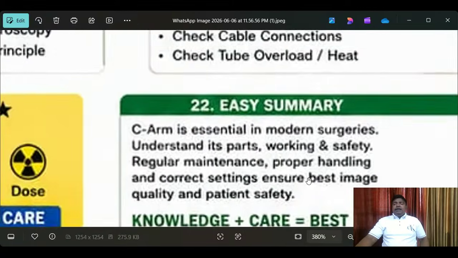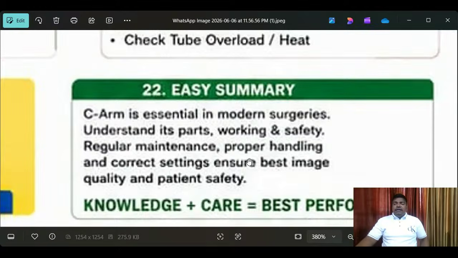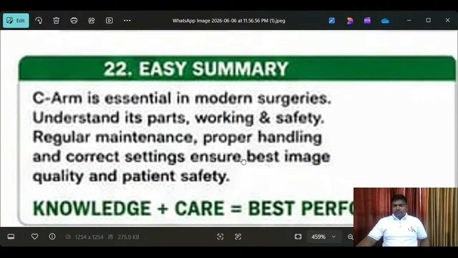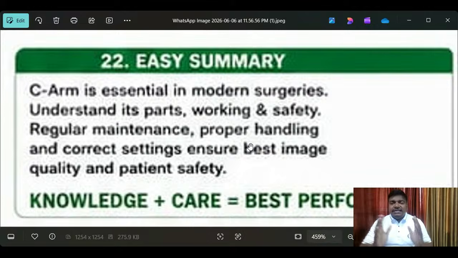Next, the easy summary. This is the one session of the C-arm. I have explained everything very well, and I hope you got it very clearly. Next, the 22 points. Easy summary: the C-arm is essential in modern surgeries. Understand its parts, working and safety. Regular maintenance, proper handling and correct settings ensure the best image quality and patient safety. Knowledge plus care is equal to best performance.